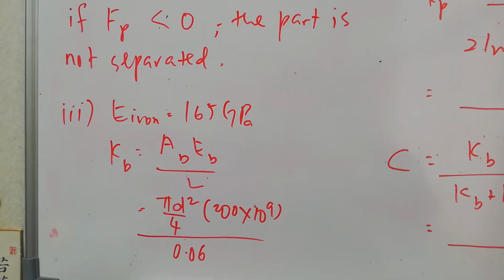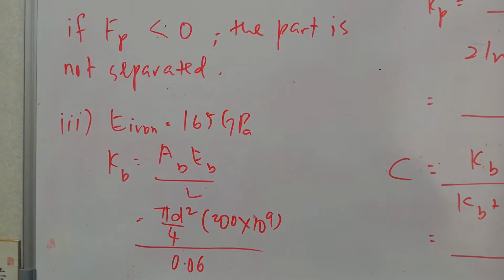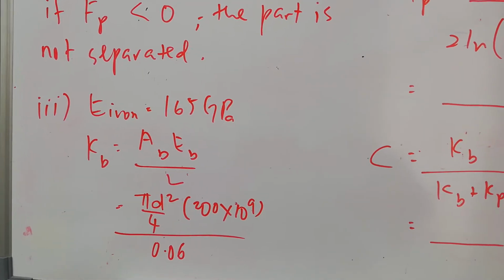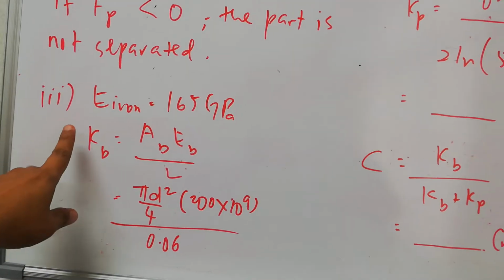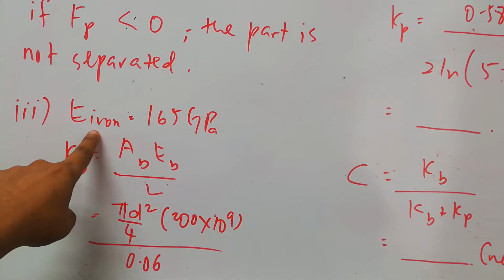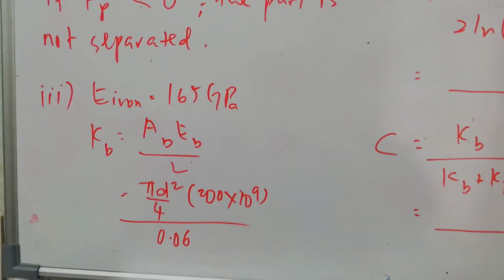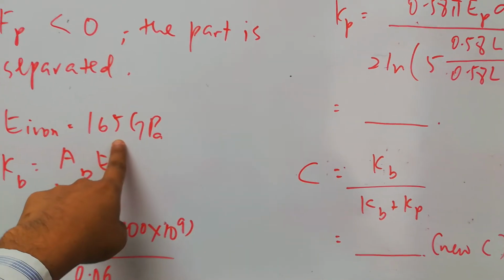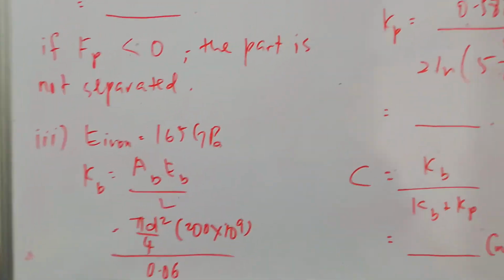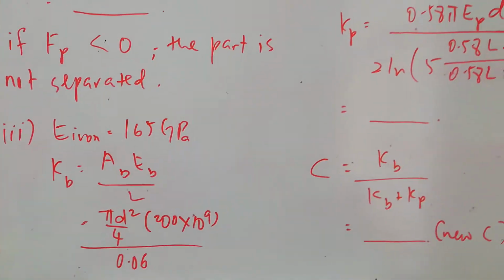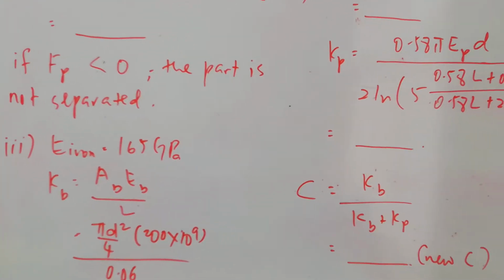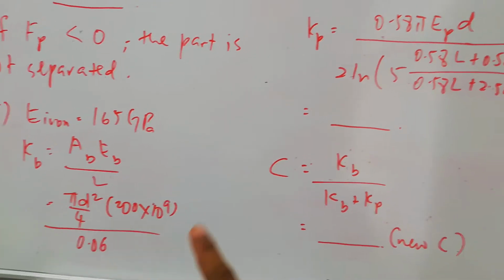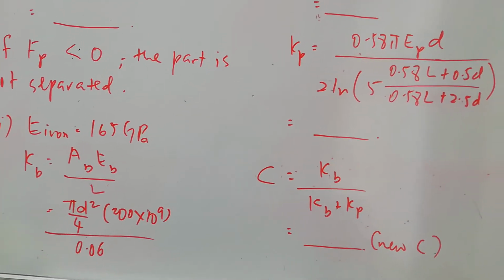In question number 3, we are asked about a recommendation, and the part is being changed to cast iron. Based on the table, the modulus of elasticity of cast iron is 165 gigapascal. Since we have changed the material, we need to determine the stiffness constant of each part, which is the stiffness constant for the bolt as well as for the clamp part.